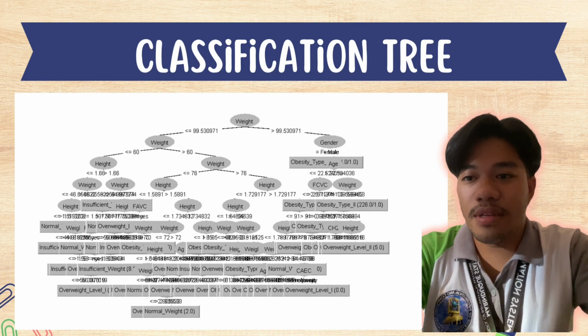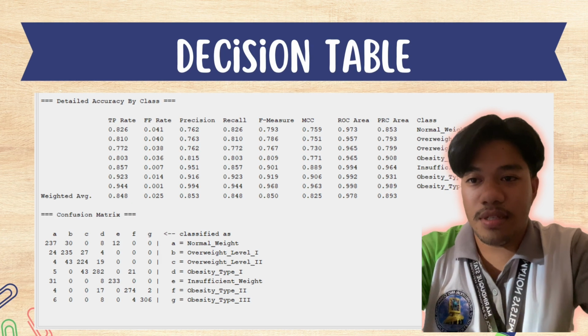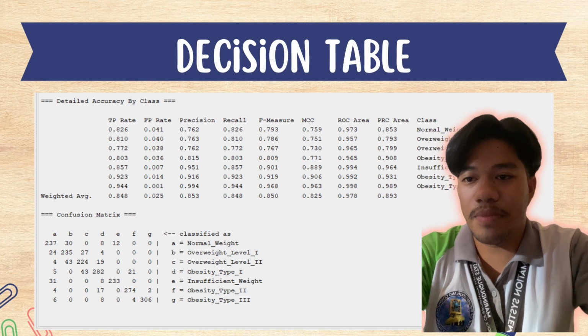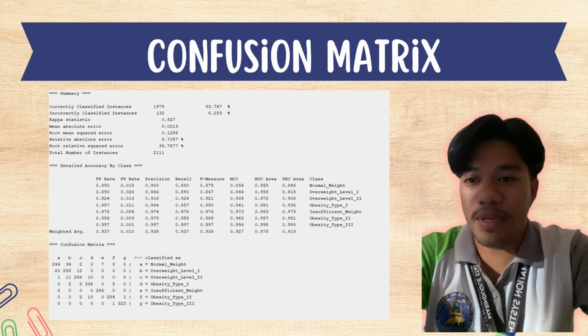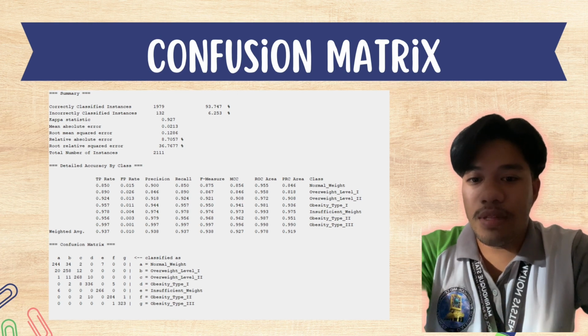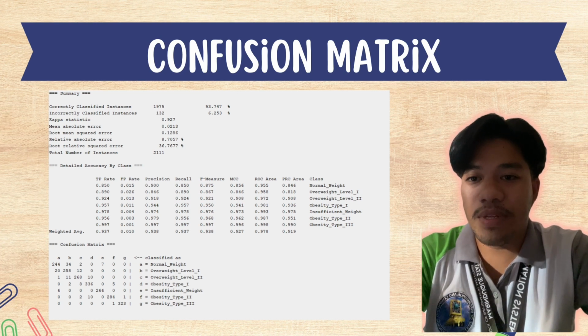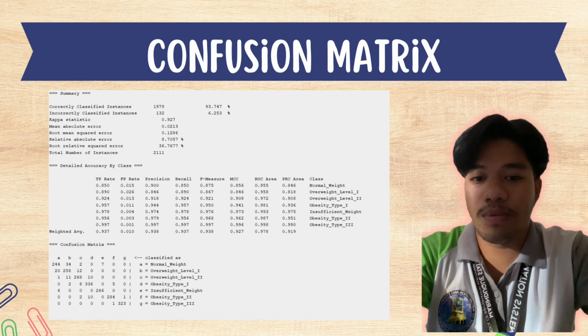Normal weight: 244 instances were correctly classified, but 34 instances were misclassified as overweight level 1. Obesity type 3: near perfect classification with only one instance misclassified as obesity type 2. Misclassification mainly occurs between adjacent classes, such as normal weight being confused with overweight, and overweight level 1 and obesity type 1 being confused with overweight level 2.